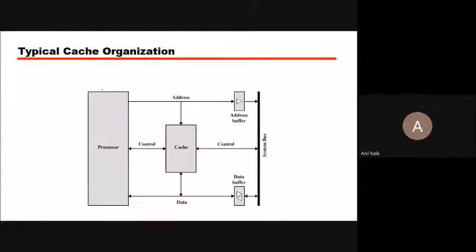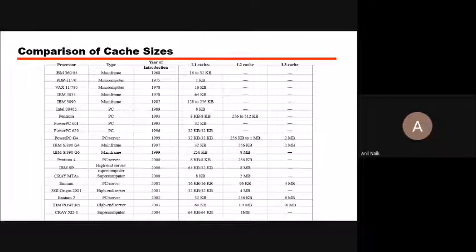Okay, the cache memory organization: processor, cache memory, and here the main memory. The same flowchart is represented in this format. This is very old data, up to 2004, meaning the different processors have cache memory L1, L2, L3 cache. In the cache memory also, there are levels.